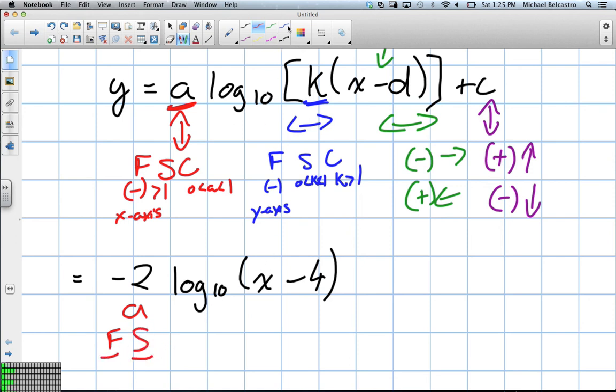Do I have a K value? No. Well, 1. Yeah, I think of a 1, which means it doesn't do anything. Do I have a D value? Yeah, 4. So which way is it going to move? Yeah, it's going to move to the right. And do I have a C value? No. Well, technically I do. What would it be? Not 1, 0. If it was 1, I'd actually move it up 1. 0 means I'm not going anywhere with it. So we're not going to move up and down anything.